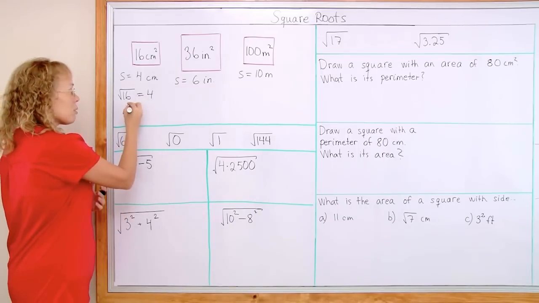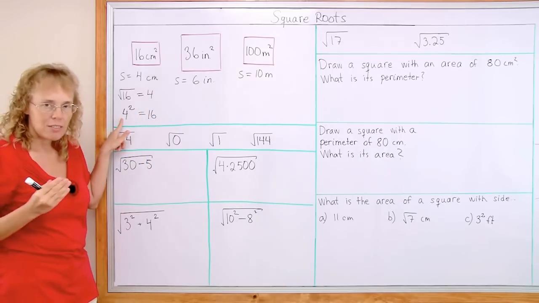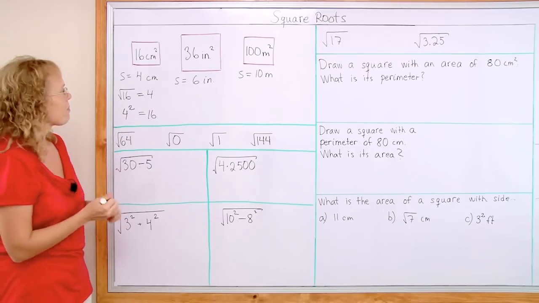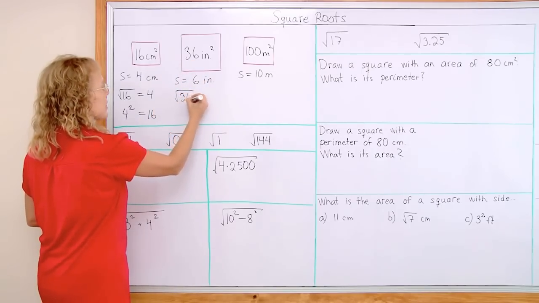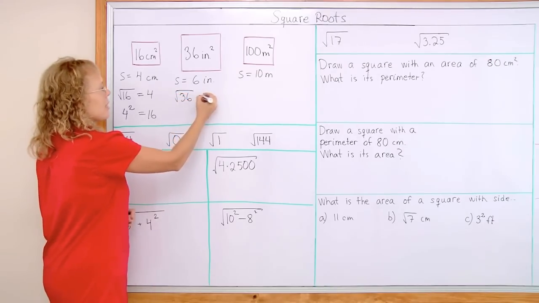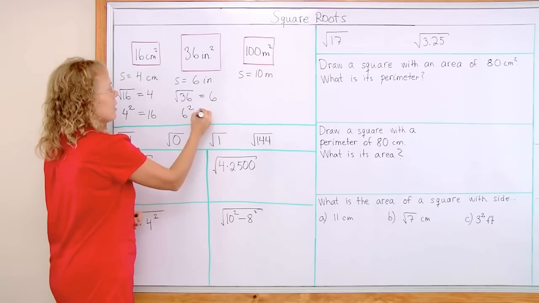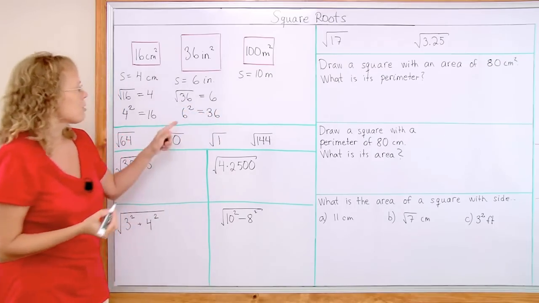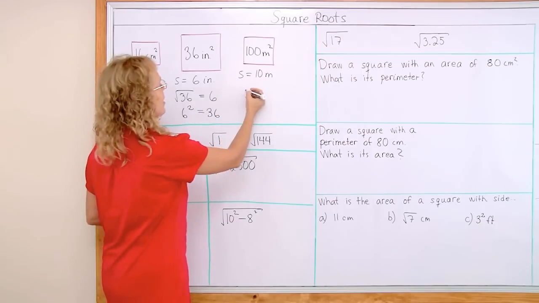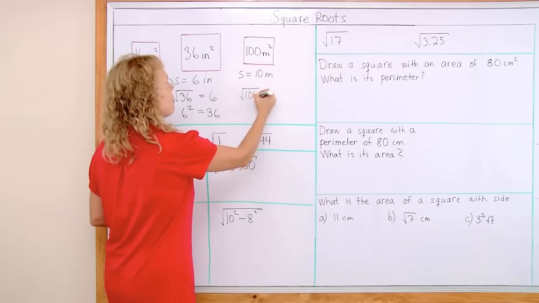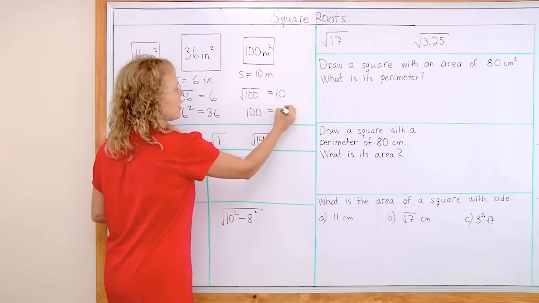And squaring is the opposite operation of taking a square root. So 4 squared equals 16. If 4 is the side of the square, 16 is the area. Over here, I take the square root of 36, and that is 6. The opposite operation is 6 squared equals 36. Or you could write it as 36 equals 6 squared. Let me try it here. I write square root of 100 equals 10, and 100 equals 10 squared.